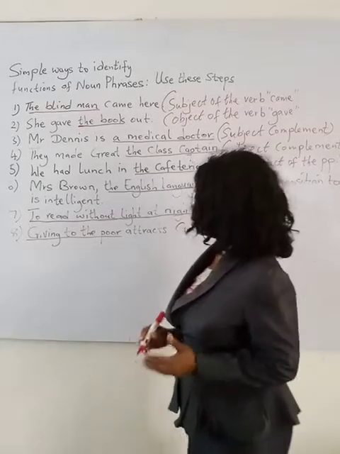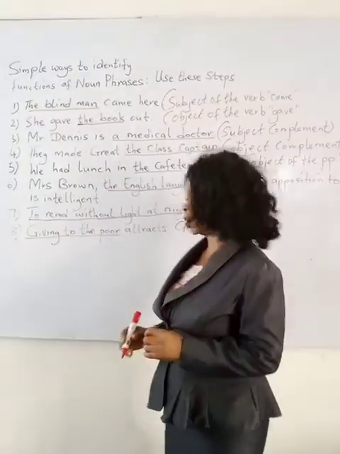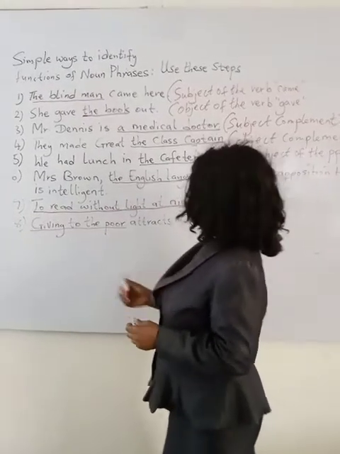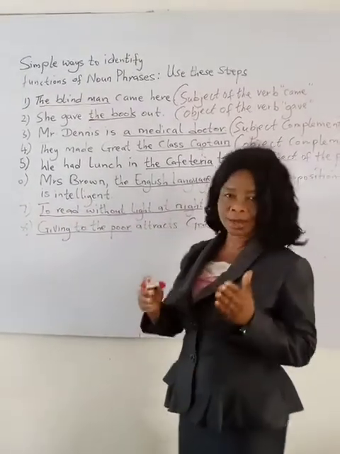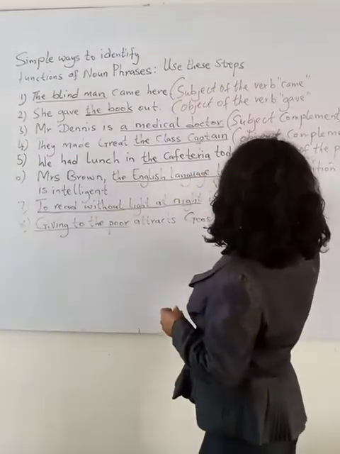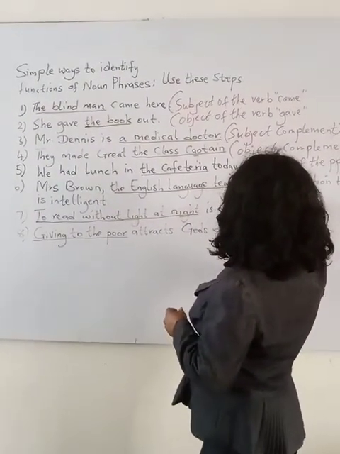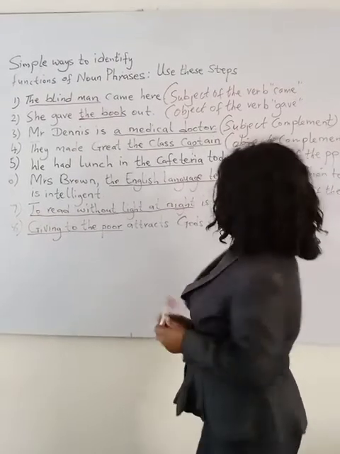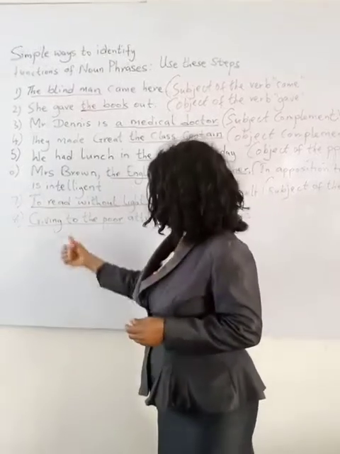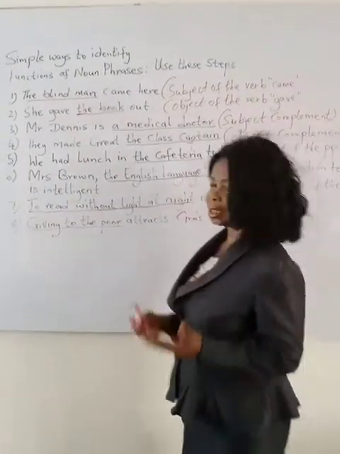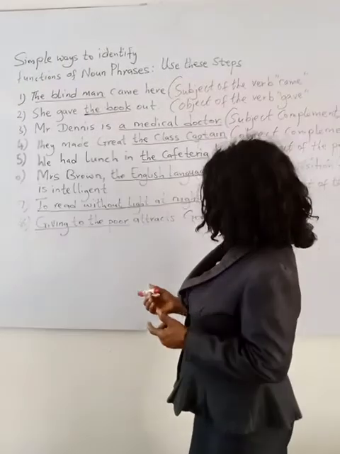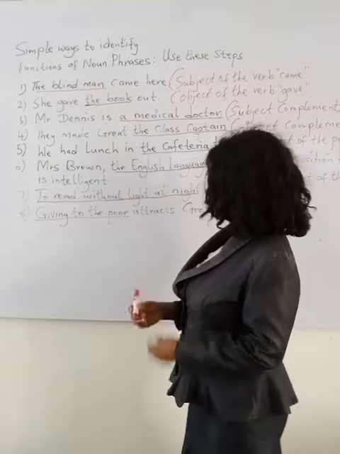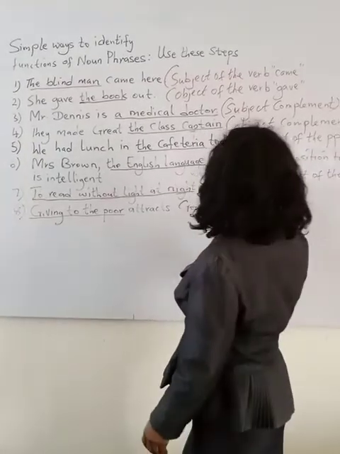Then the next one is the one that contains the infinitive, that is the non-finite verb, the to infinitive. To read without light at night is difficult. Now, to read without light at night is a noun phrase. It functions there as subject of the verb is. Then the last one, the same infinitive, giving, the ing form. So giving to the poor, we said, is a noun phrase. It comes before the verb attracts. So it functions as subject of the verb attracts.